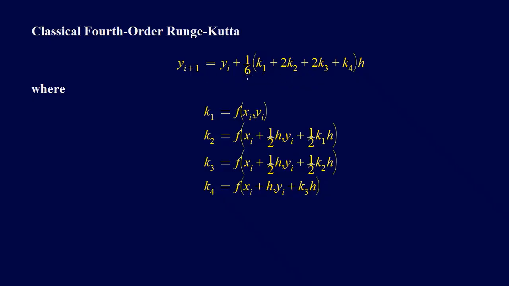method look like this. So y_{i+1} is equal to y_i plus 1/6 (k1 plus 2k2 plus 2k3 plus k4) times h. So again, this is our integral estimate. 1/6 (k1 plus 2k2 plus 2k3 plus k4) times h. And again, k1 is f of x_i, y_i, k2 is f of x_i plus 1/2 h.